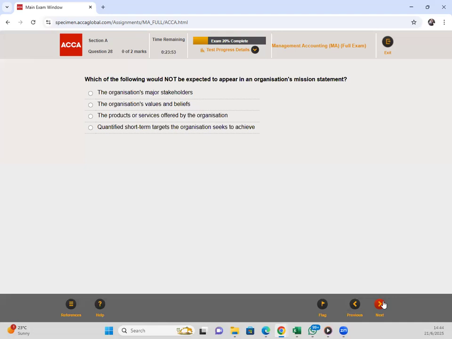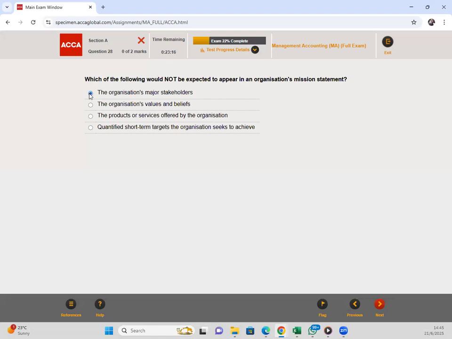Which of the following would not be expected to appear in the mission statement, the long-term targets of the entity, our mission as an entity? So what can we say? This one is not relevant to include in our mission statement. So what? Is not expected, okay?